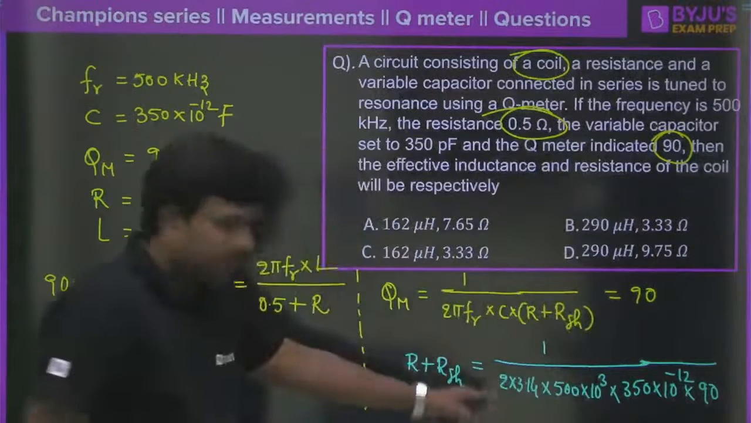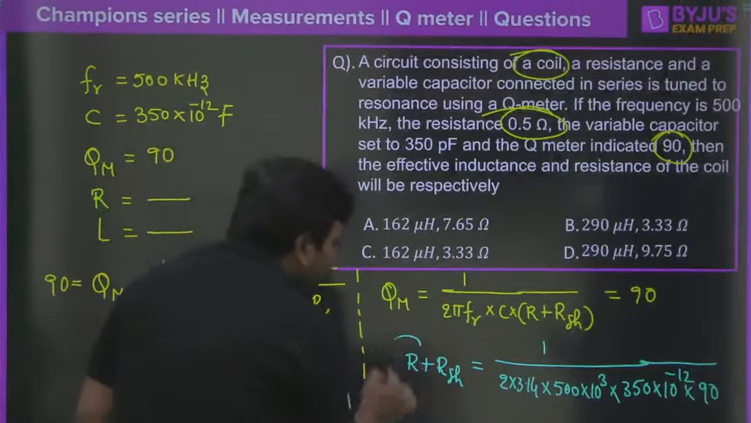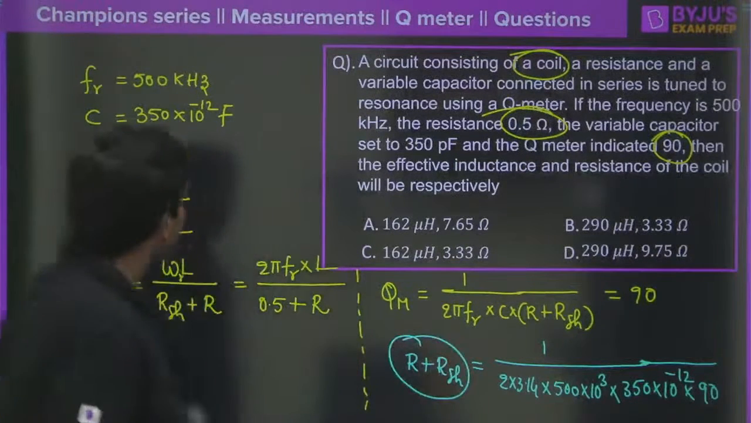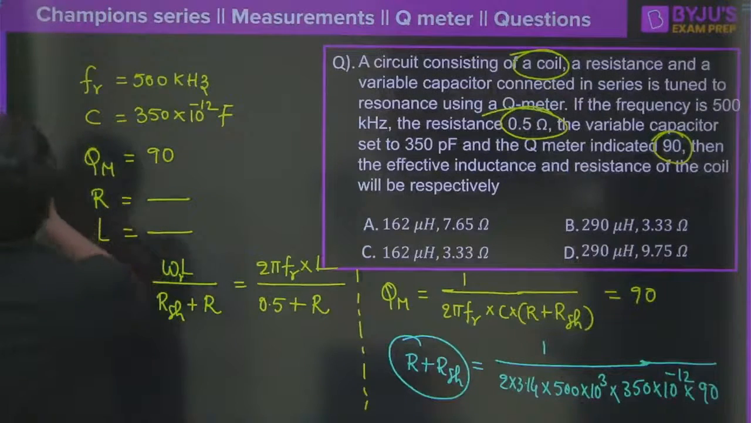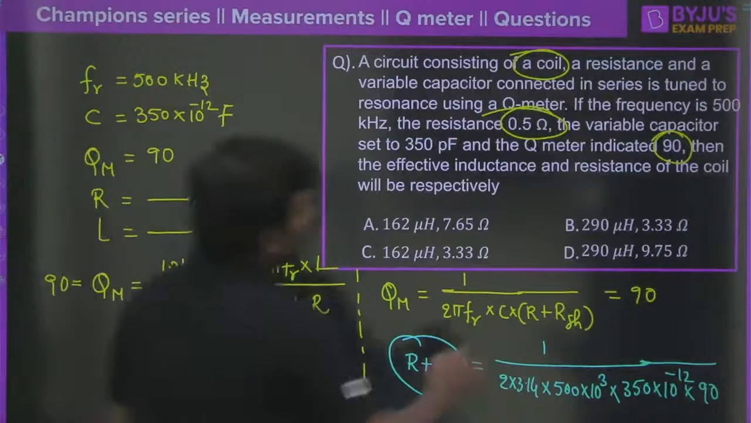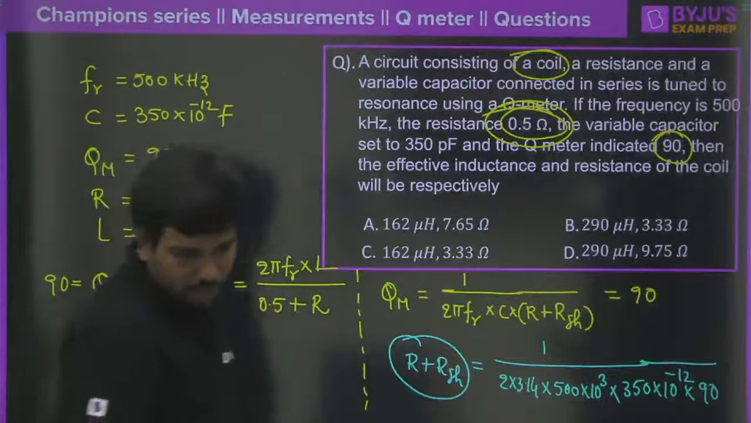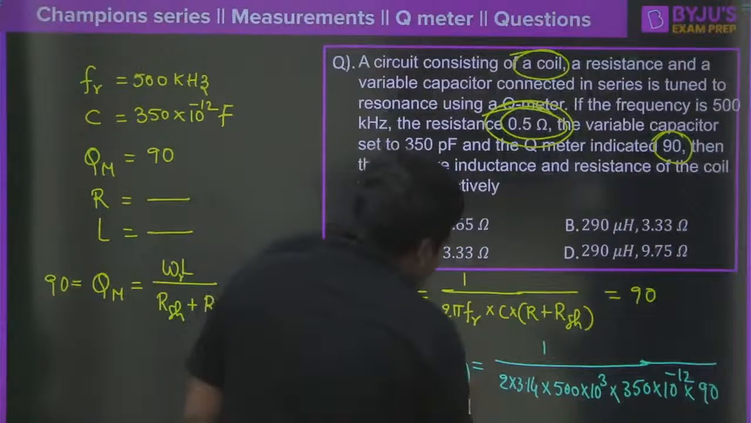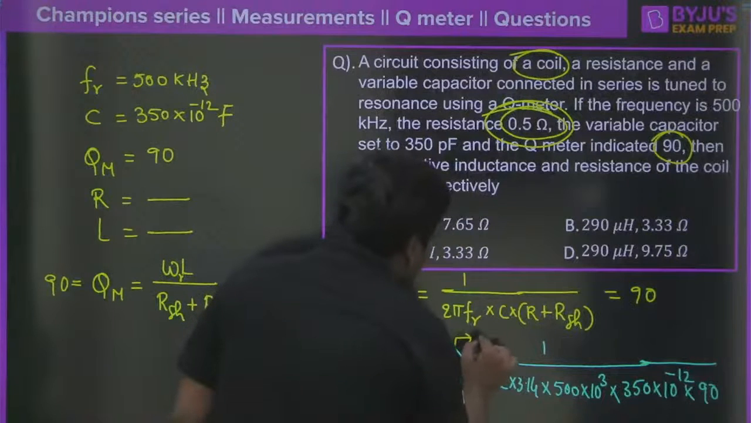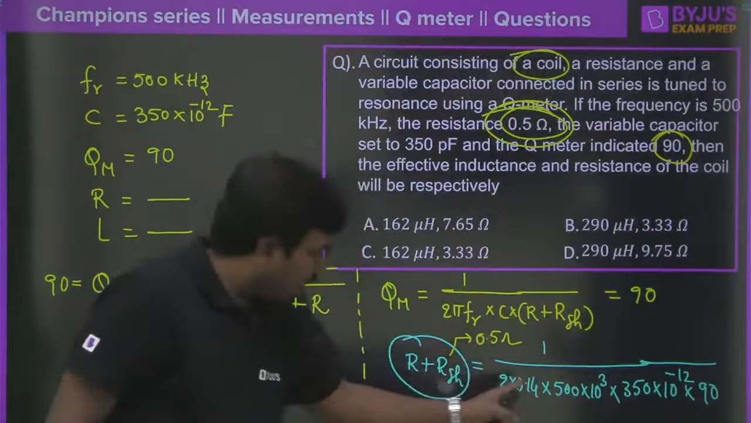Now if you do this analysis, you will get R plus R shunt, correct? But the R shunt value has been given to you. So what is the R shunt value here now? The shunt value of the resistance is known to you, that is 0.5 ohm, correct? Yes, very good, Aldo. So the shunt value of resistance is known to you, that is 0.5 ohm.